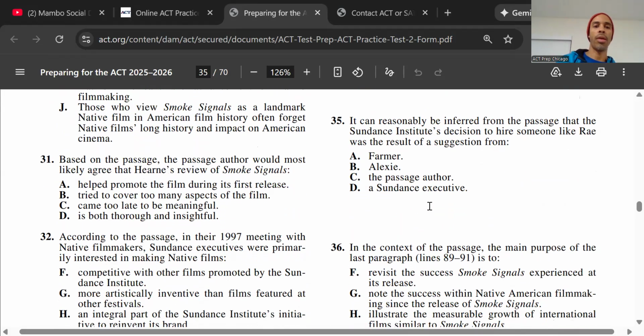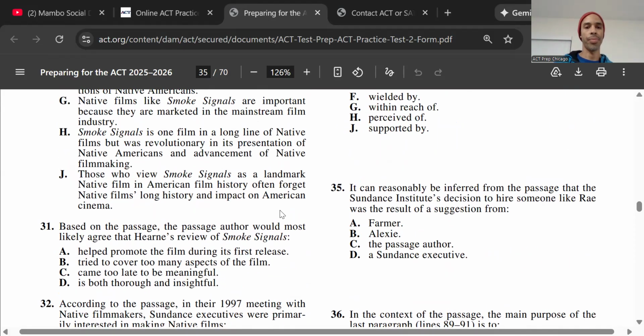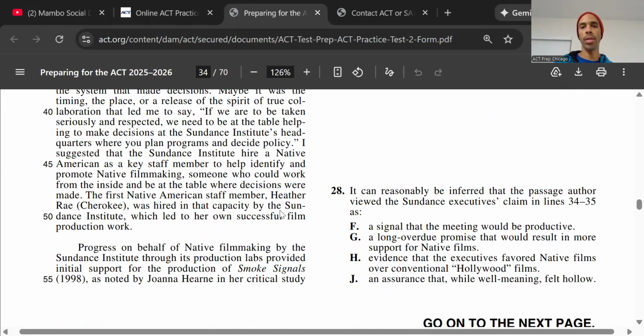Based on the passage, the author would most likely agree that Hearn's review of Smoke Signals helped promote the film during its first release. No, they said the review didn't come until much later. Tried to cover too many aspects of the film, came too late to be meaningful, is both thorough and insightful. I thought the author was saying it came a little too late to really be as meaningful. Let me make sure I read that though.